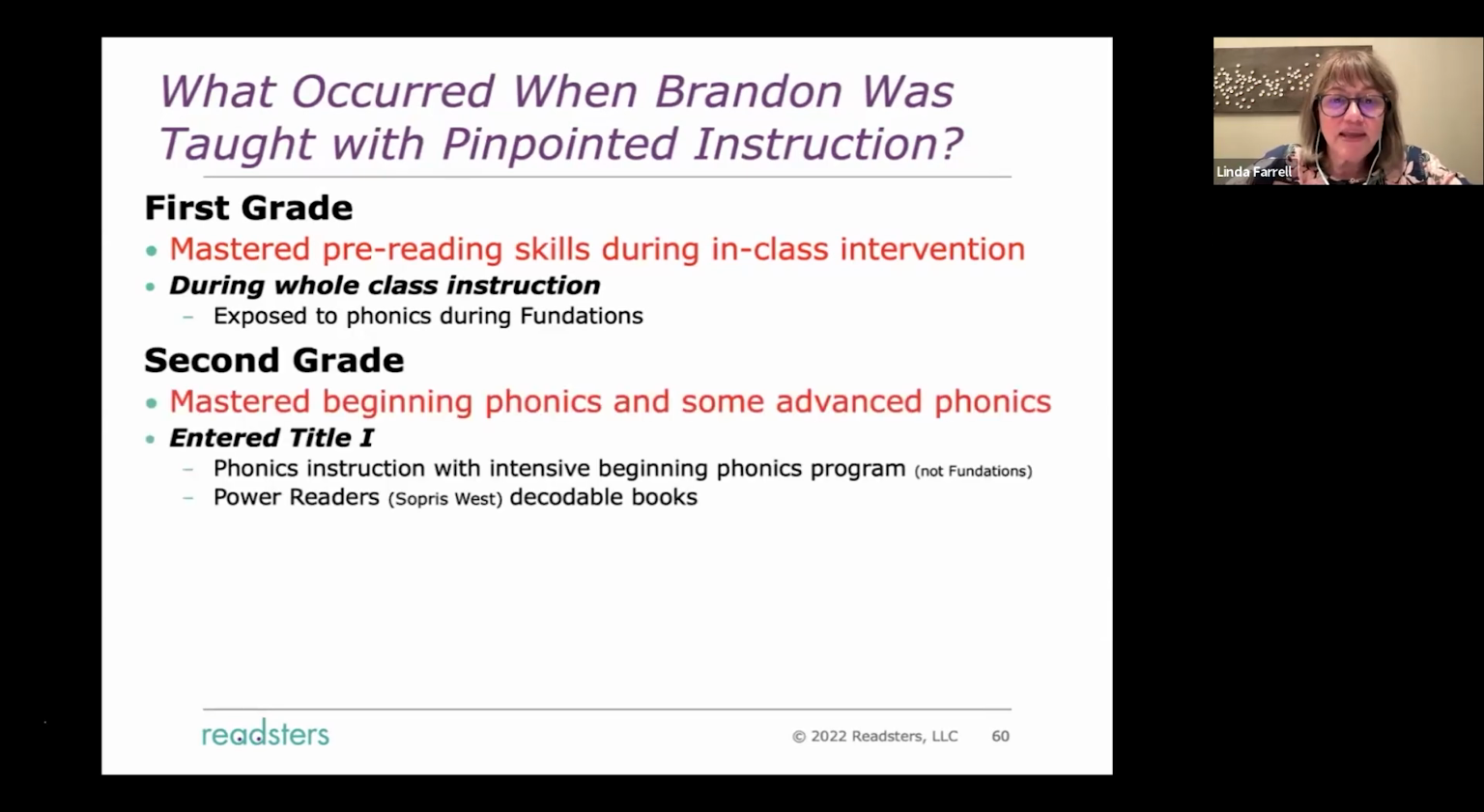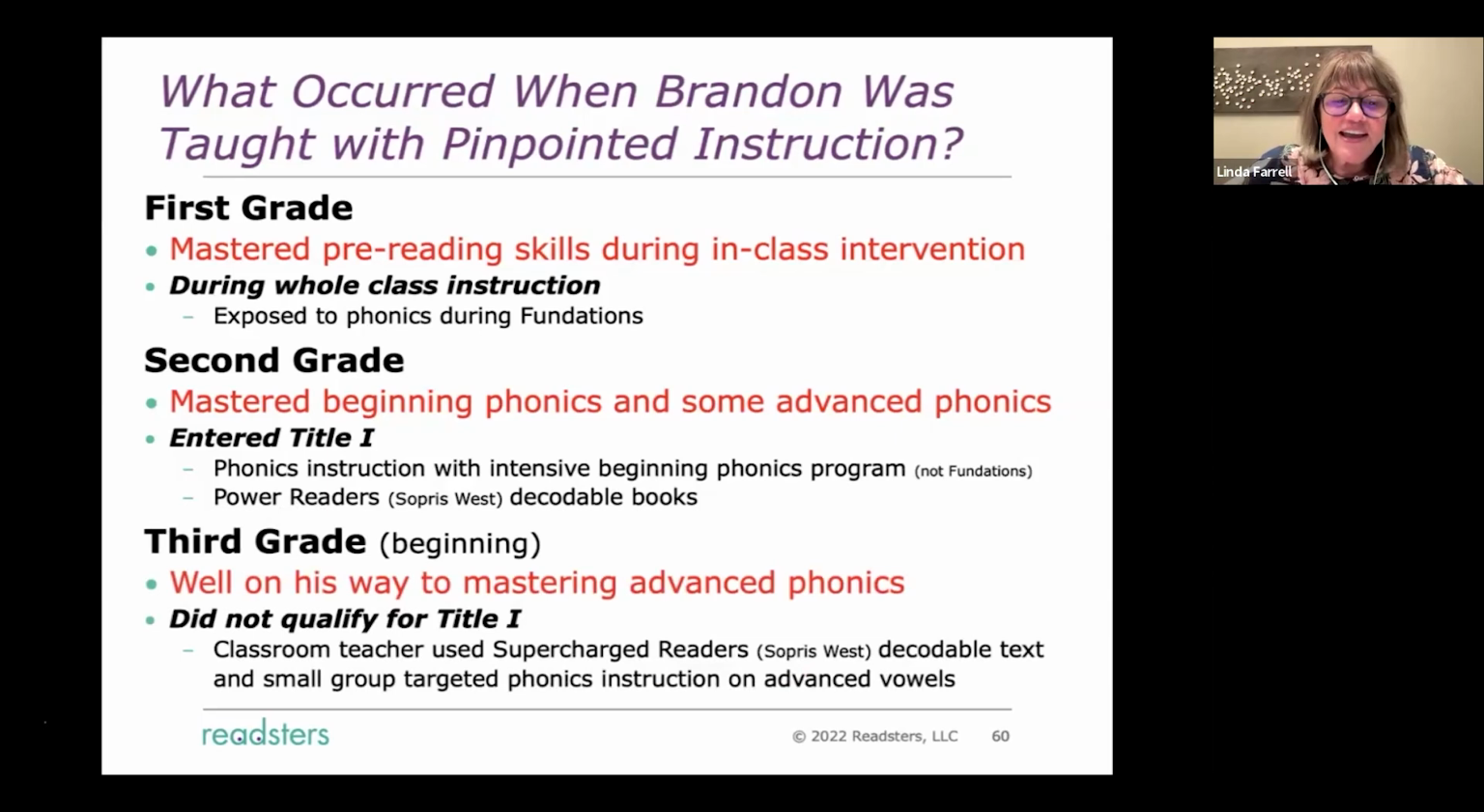In second grade, he mastered beginning phonics and some advanced phonics, and he did that with whole group instruction in class. But Title I gave an intensive beginning phonics program, which was not Foundations, and they used Power Readers from Sopris West, decodable books, for decodable reading. So that's what Brandon got because he was eligible for Title I. By the beginning of third grade, he was well on his way to mastering advanced phonics. And here's the good news: Brandon didn't even qualify for Title I in third grade.